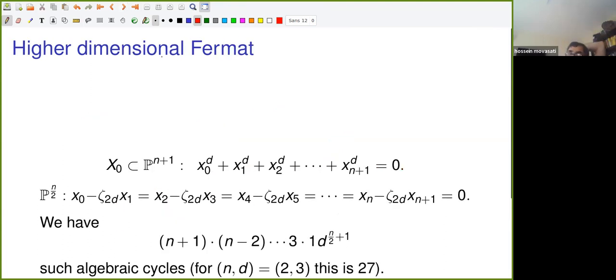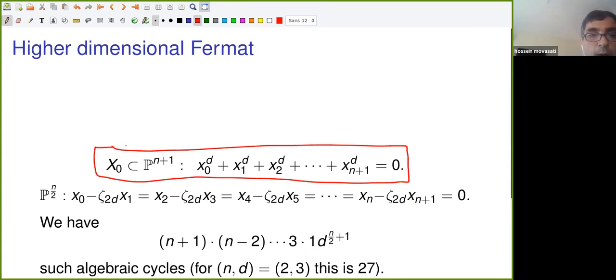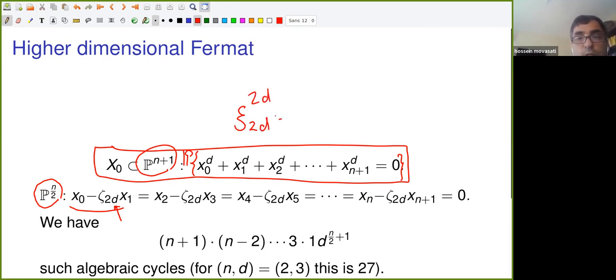Okay, so let's go to higher dimension. As I said, the protagonist of this talk is the Fermat variety. Always you have to do the projectivization so that it becomes a smooth projective variety. In a similar way, I have a lot of projective spaces of dimension n over 2 inside this Fermat variety. It is the same thing that I did in the case of the cubic surface. I just put two variables together and factorize, where zeta 2d is a 2d-th root of unity.